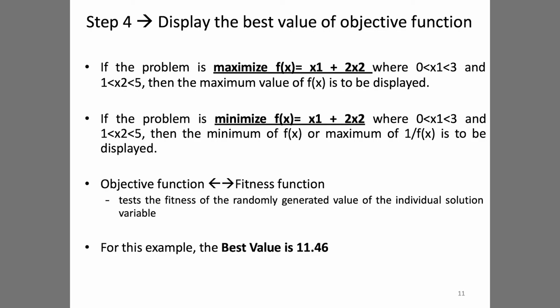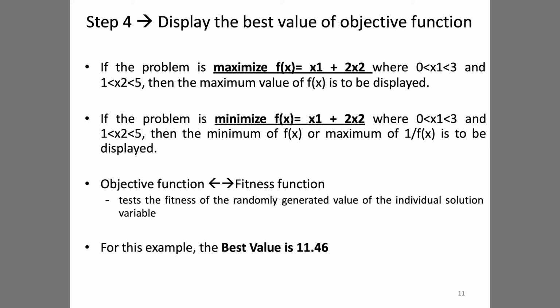So after this third step, what is the fourth step? The fourth step is displaying the best value of the objective function. After substituting each and every possible value of x1 and x2 into the objective function, finally you will get a capital F value, right. You have to decide whether it is the maximum value or the minimum value, and that depends on the objective function. So here it is mentioned as maximum value.